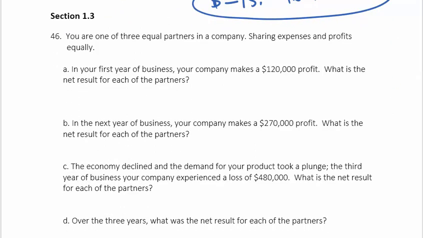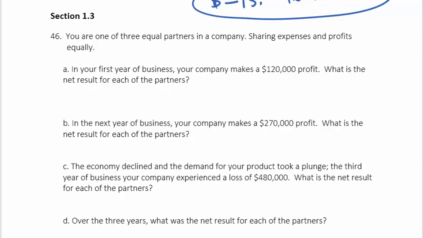Okay, section 1.3. Just one question here as well, question 46. So let's go through this one. You're one of 3 equal partners in a company sharing expenses and profits. So you want to stop right there. We're doing a story problem. You want to see yourself as one of 3 equal partners. So there's 3 partners in our company. You're one of them. Okay?